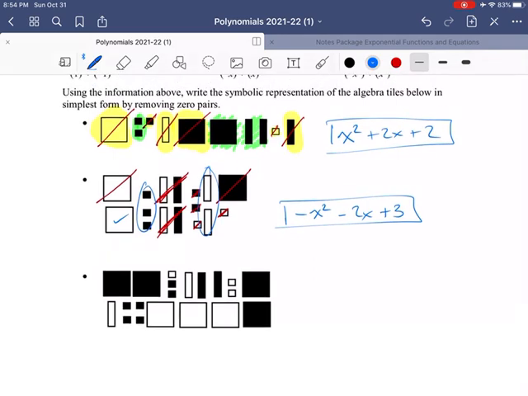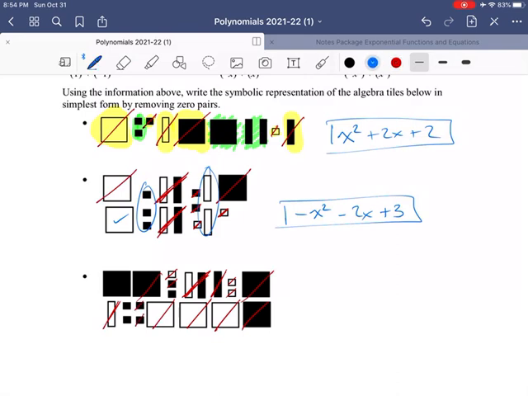Again, pause the video, cross out what you think are 0 pairs, and see what you have remaining. So right away, there's a 0 pair, there's a 0 pair, and there's a 0 pair. There's a 0 pair there. I can also cross out this one and that one. I can cross out those two, and I can cross out 2 of these with 2 of those.